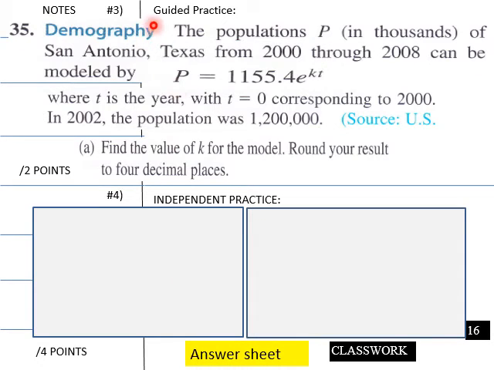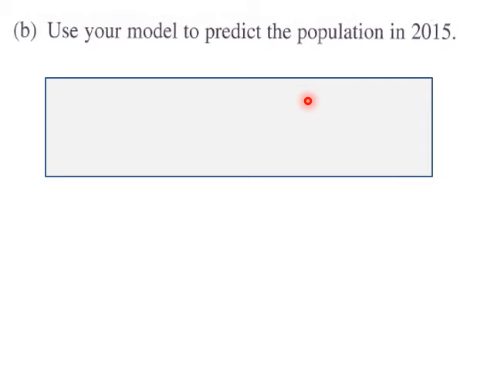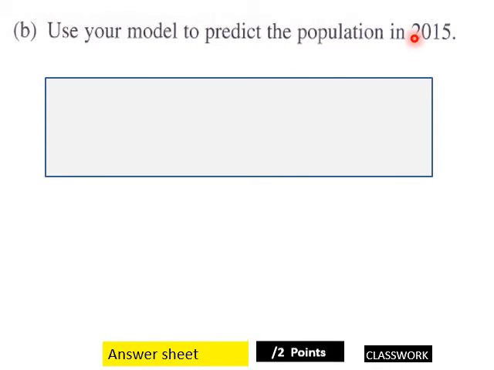So now, the population in thousands of San Antonio, Texas, from 2000 to 2008 can be modeled by this function here, where t is the year, with t equals 0 corresponding to 2000. In 2002, the population was 1,200. Find the value of k for the model, rounding your result to 4 decimal places. Then use your model to predict the population in 2015.